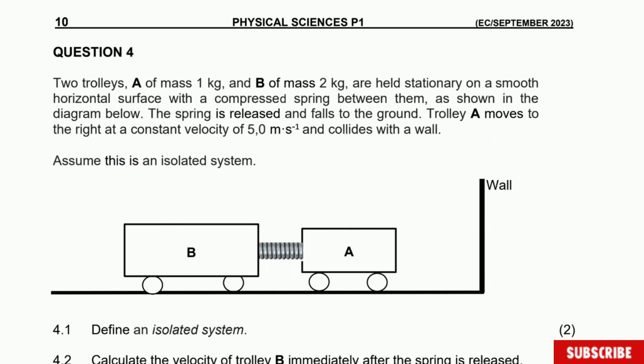Cape problem. The question says two trolleys, A with a mass of 1 kilogram and B with a mass of 2 kilograms are held stationary on a smooth horizontal surface.